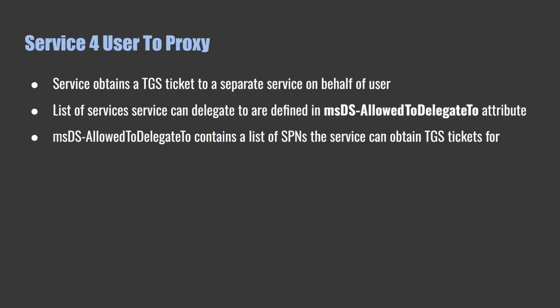Finally, the Service for User to Proxy. This service obtains a separate TGS ticket to another service on behalf of the user. This is the second part of it.